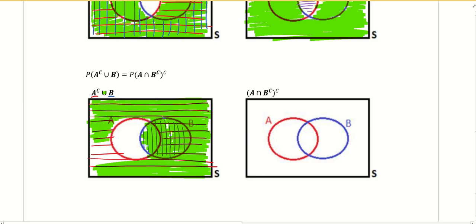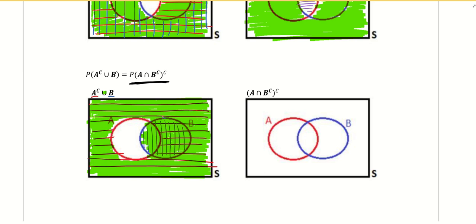And so the only thing that's not getting shaded is that piece of the A circle there that doesn't have any red or blue in it. Now, sometimes this is easy enough to find. It depends on the problem, depends on the information that you have. But deMorgan's tells us that this is equivalent to this.